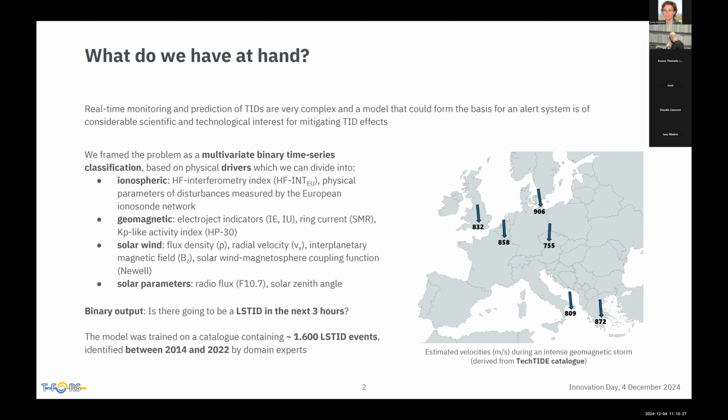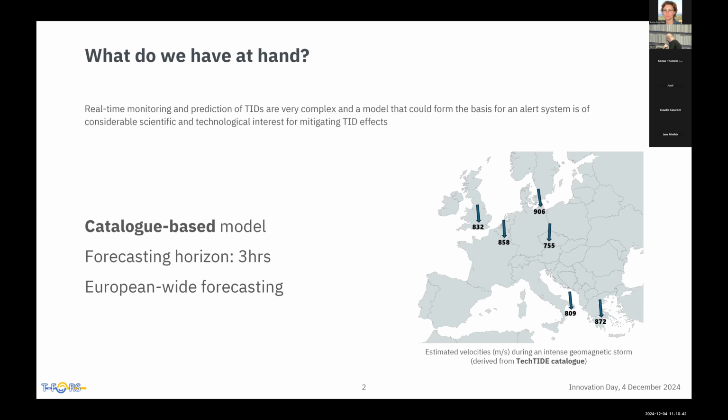So the catalog collects more than 1,600 large-scale TID events between 2014 and 2022. We use this catalog as our ground truth in order to train our model. For the catalog-based model, the forecasting horizon is within 3 hours.